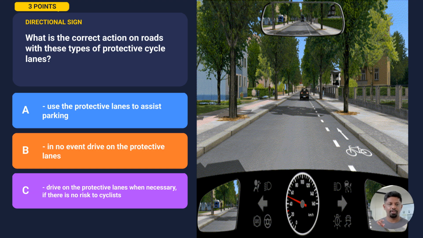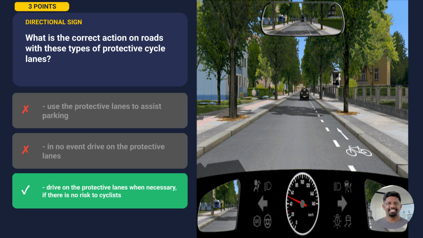Now is a good time to pause and think. When you've got your answer, hit play. The correct answer is C. Let's understand why.